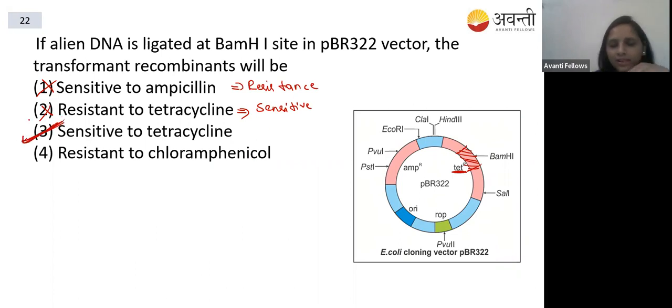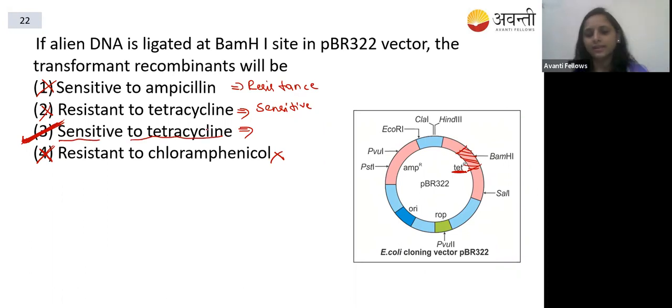Sensitive to tetracycline because the gene has been damaged here, because we inserted the gene in the tetracycline gene. So then coming to resistant to chloramphenicol. No, guys. There is no chloramphenicol gene at all. How can it get resistance to chloramphenicol? Not possible, right? So that is the reason option D is also wrong. So option 3 is the correct statement. Sensitive to tetracycline.